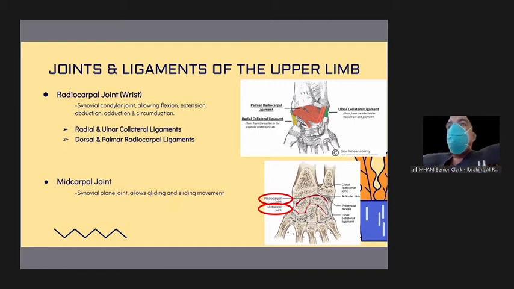The next joint is the midcarpal joint. This forms a synovial plane joint between the proximal and distal rows of the carpal bones and allows sliding movement. Next slide, please.